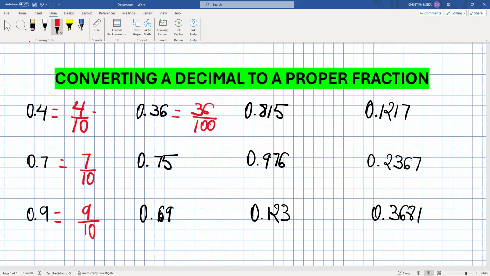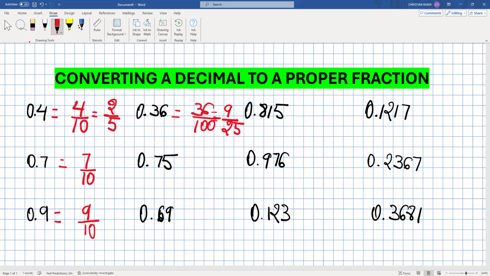Like this right here, 4/10. You can simplify that by 2. Then you're going to have 2/5. You simplify 4 by 2, you got 2. 10 by 2, you got 5. All right. 36 right here. Well, you can simplify that by 4. I simplify 36 by 4, I'm going to have 9. And then when I simplify 100 by 4, I'm going to have 25.